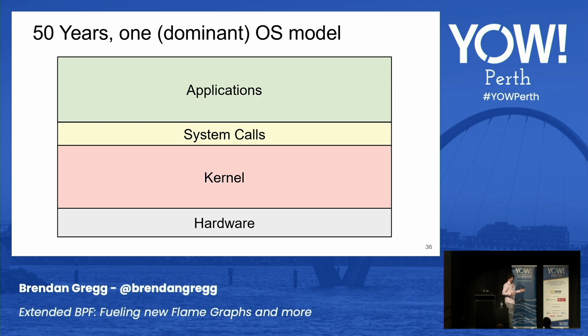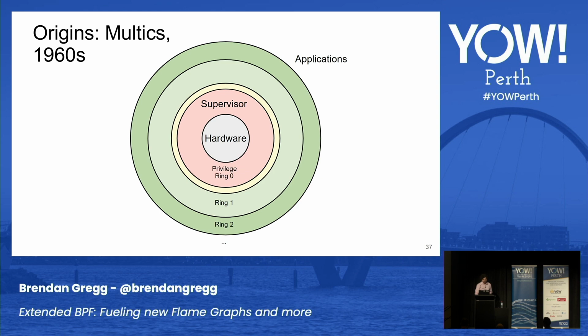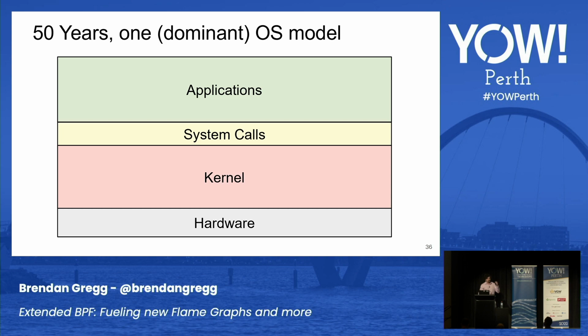It is a huge change, though. So for 50 years, we've had one dominant operating systems model: application, system calls, kernel and hardware. That comes from Multics, where it had multiple rings of security. And you can see we don't have multiple rings, we just have applications and kernel. We just use 2 rings, and that's coded into the processors themselves. They understand privilege rings, and if you do instructions in one ring you're not allowed to, you get a fault.